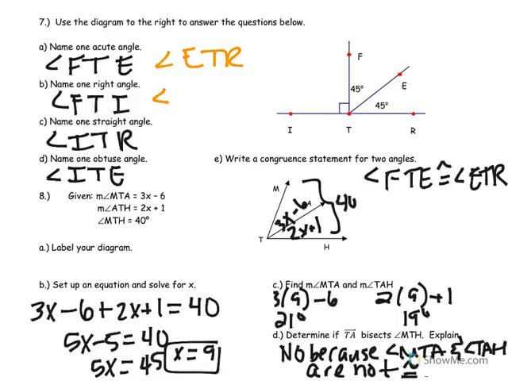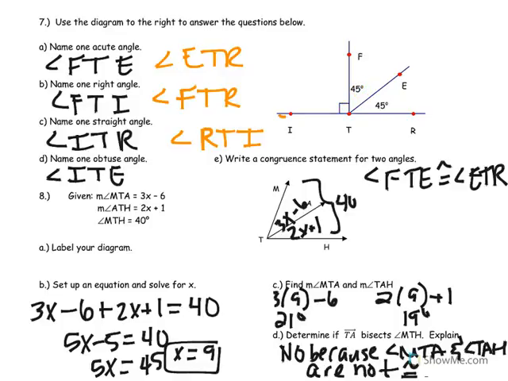A right angle would be angle FTR. You could have also had that answer. A straight angle, there's only one in the picture, but we could have named it a different way, like RTI, okay? And an obtuse angle, this one's a little bit weird, right? So remember, obtuse is greater than 90. I don't see that in the picture. I only see 90 and then two acute angles here.